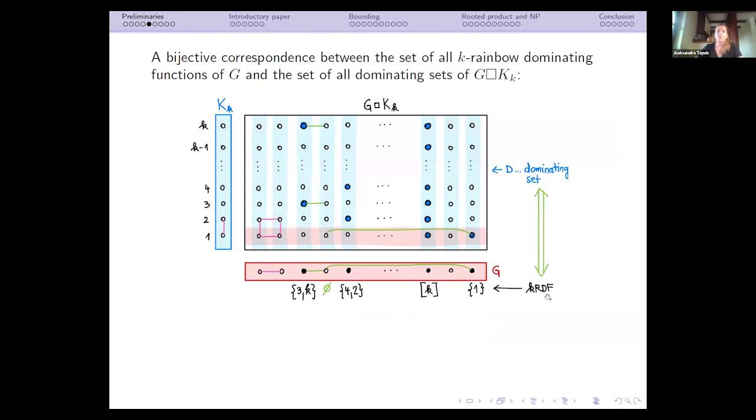And now that we understand the structure of the Cartesian product, we can take a look at this bijective correspondence between the set of all K-rainbow dominating functions of G and the set of all dominating sets in a generalized prism. So let me explain this picture. I have graph G here and the complete graph K here. Vertices of K are denoted by numbers from 1 to K. And as we saw before, if I have such an edge here, this green one, then I have it also in the Cartesian product, and vice versa. It also holds. Yeah, so we have this structure.